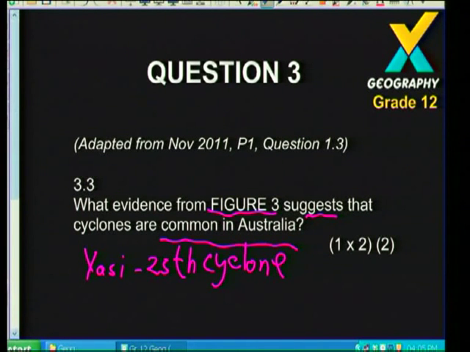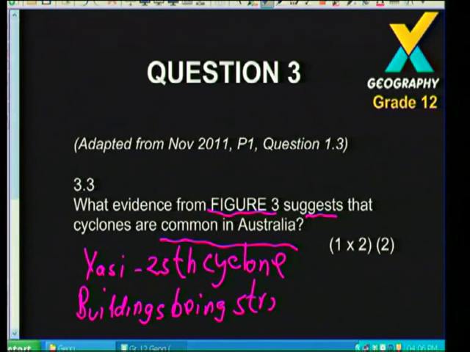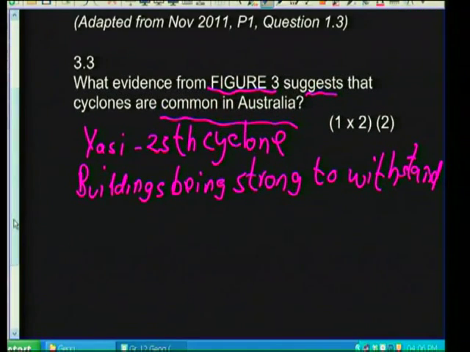Okay? Or the section on the buildings being strong to withstand those strong winds. Okay?